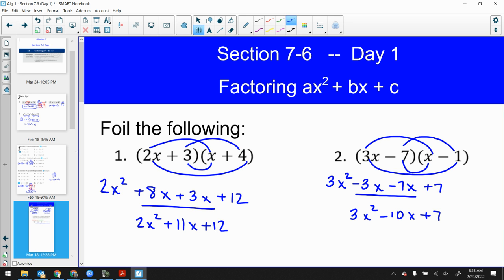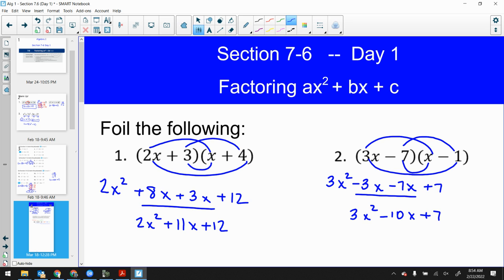Negative 1 times 12 is negative 12, not positive 12. So no, there are no factors that multiply to get 12 and add to get 11. So then what would it be? No, because we've seen that it does have factors, doesn't it? So there's got to be some other way.